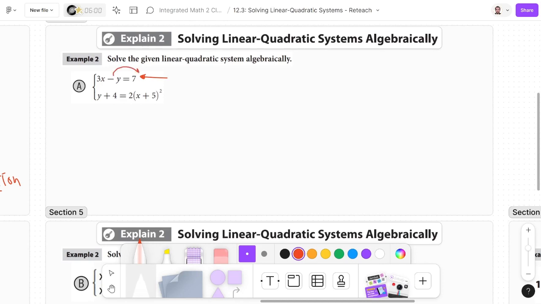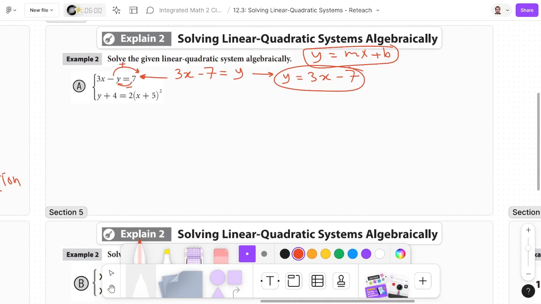How can I isolate y? As you can see, y should go to the other side and it will be positive, and 7 will go to this side, so it will be negative. So the equation will be 3x minus 7 equal to y. Rearrange it as a linear equation, y equals mx plus b. So y is equal to 3x minus 7. This one is your function.